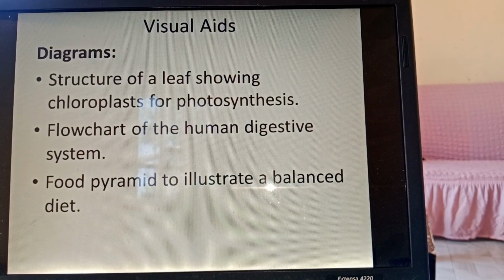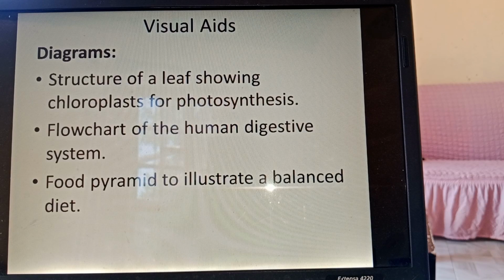Visual aids. You have to have the structure of a leaf showing chloroplast for photosynthesis. Then you have to have a flowchart of the human digestive system. And then you have to have a food pyramid to illustrate a balanced diet. So students should draw these visual aids so that they understand more about this.